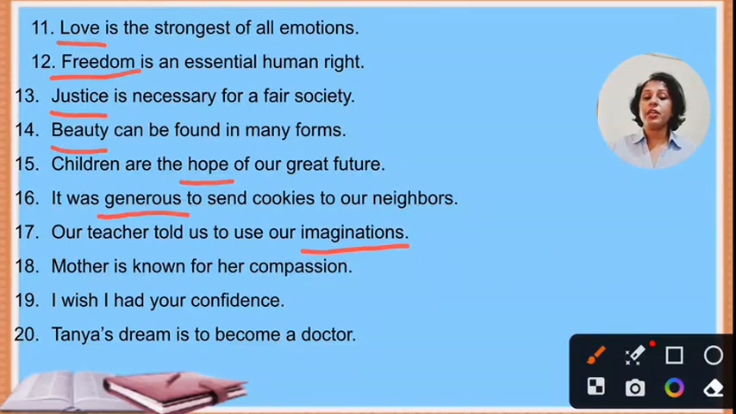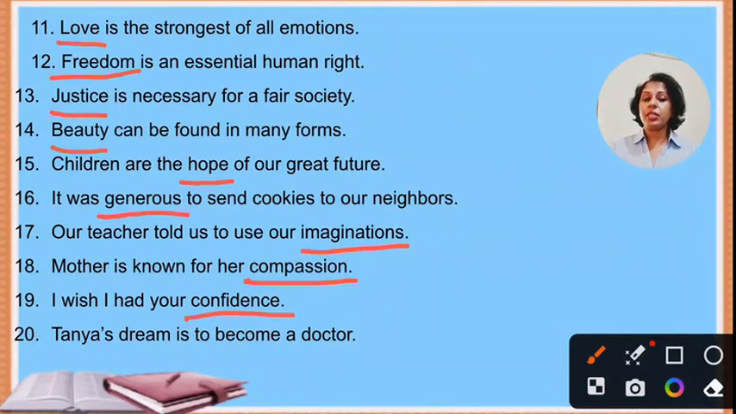Mother is known for her compassion. The word compassion is an abstract noun. Great. I wish I had your confidence. The word confidence is an abstract noun.